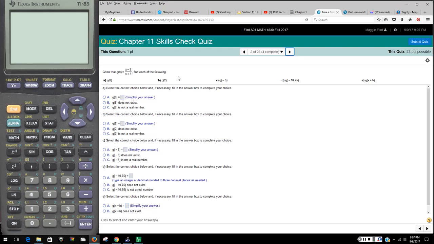And what we want to find is g of 8. And then we want to find g of 2. And then we want to find g of negative 5. And then finally we want to find g of negative 10.75. And then the very last one is we want to find g of x plus h, which we did in the last one, so I'm pretty sure we can do that again.